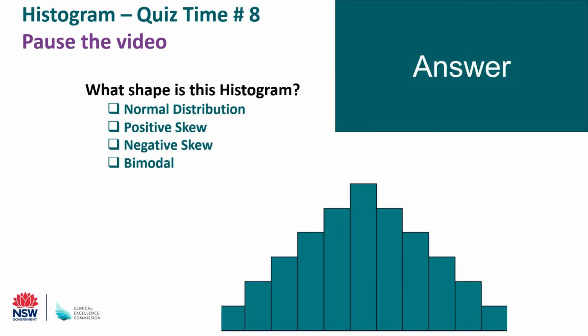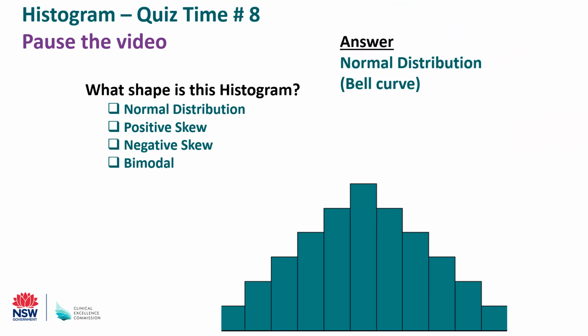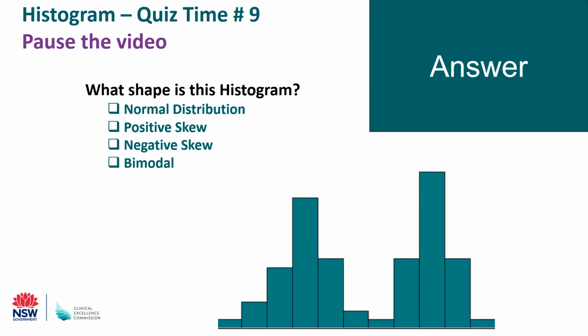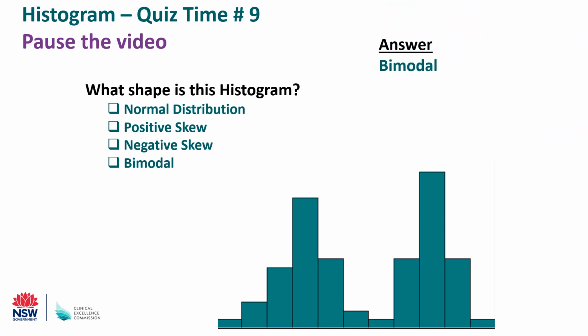Quiz number 8. What is the shape of this histogram? Is it a normal distribution, positive skew, negative skew, or bimodal? The answer is this is a normal distribution or a bell curve. And what is the shape of the data in this histogram? Is it normal distribution, positive skew, negative skew, or bimodal? The answer is it's bimodal because you can see those two peaks.